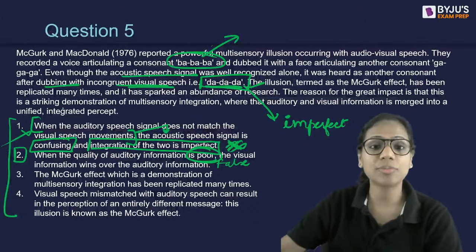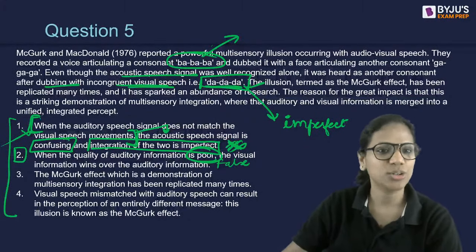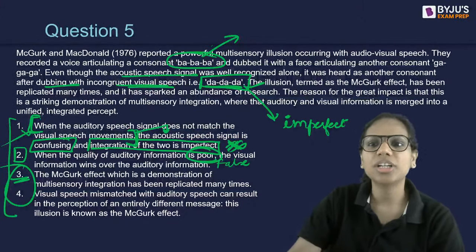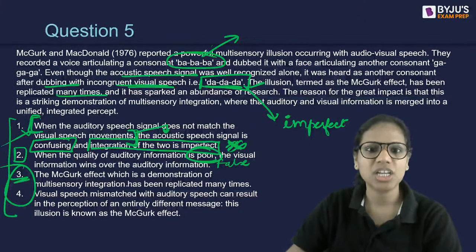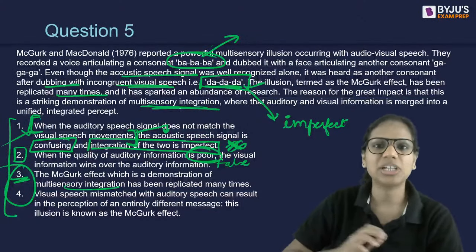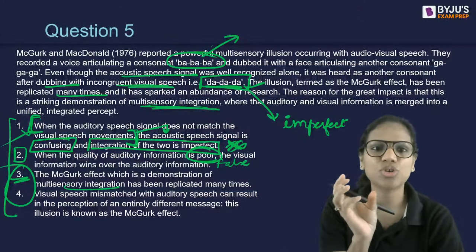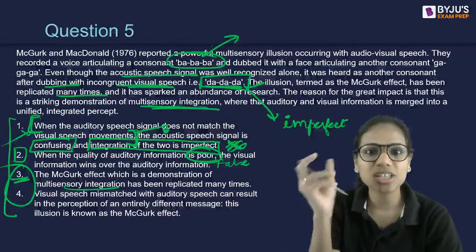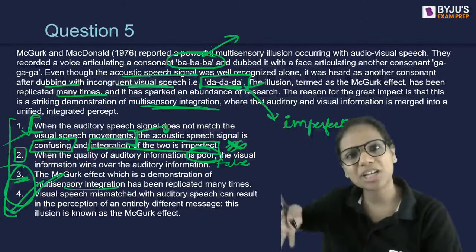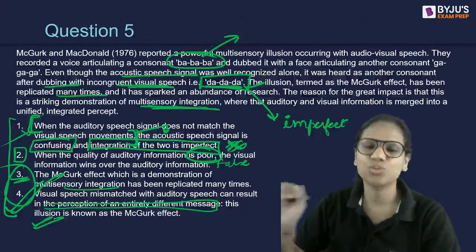This is important. A lot of times when students are short of time, they'll just read this part. Okay, yes, this actually fits, and they'll mark the answer. Don't do that. Three, while it is not incorrect that this has been replicated many times, it is also a demonstration of multisensory integration, right? It is a striking demonstration of multisensory integration, but it's not the essential point. The major part, the majority of the paragraph, is first devoted to explaining what is this peculiar thing that is happening. So that is explained in fourth. Visual speech, which was mismatched with auditory speech, can result in the perception of an entirely different message, and this illusion is known as the McGurk effect.